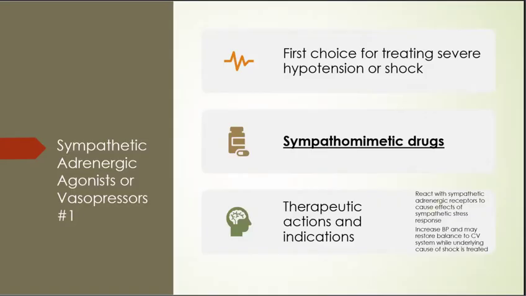Vasopressors mimic the sympathetic nervous system. If it's mimicking the sympathetic nervous system, it's going to increase the blood pressure. These are life-saving medications used to support circulation in severe hypotension to preserve the heart and the brain during shock.